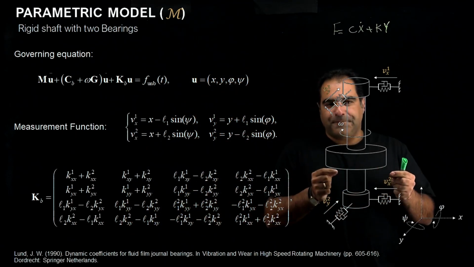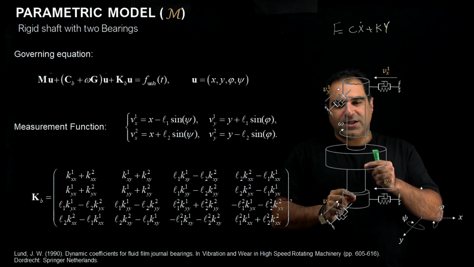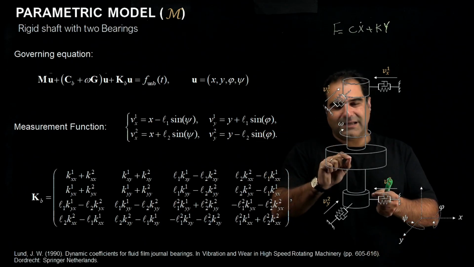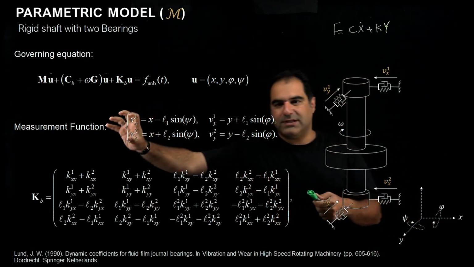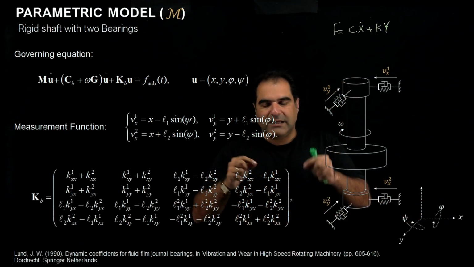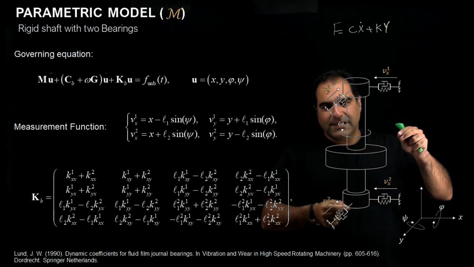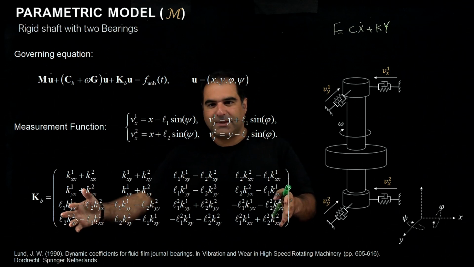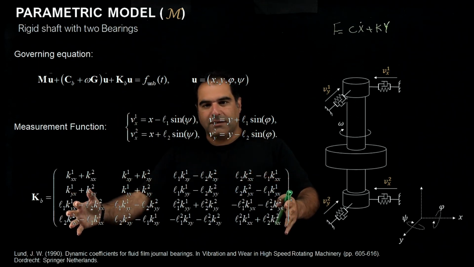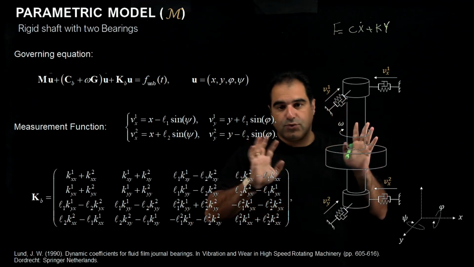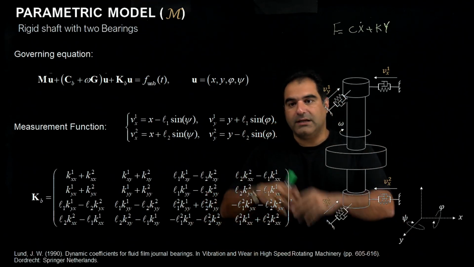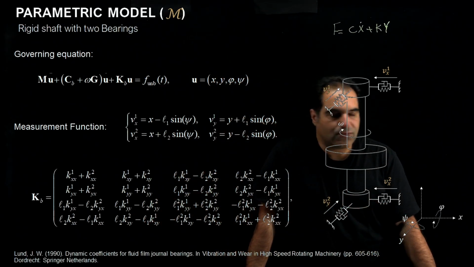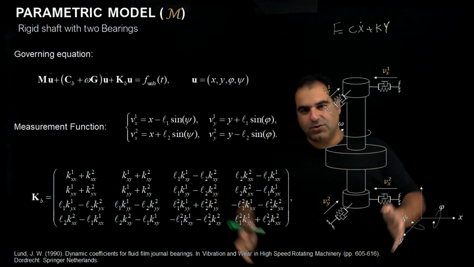Because we assumed the shaft is rigid, we were able to write a relationship between the displacement at both bearings and the displacement of the center of gravity of the shaft. This is the measurement function we have, and in addition to the displacement in the x and y directions, we consider the rotation of the shaft about the x and z axes. This is, for example, the K matrix. As you see above, we wrote the K matrix based on the short bearing theory, which I don't want to go into detail about here. Similarly, there is also a C matrix, and you can find the information you're looking for in the paper. After that, we transferred this equation into the state space form.